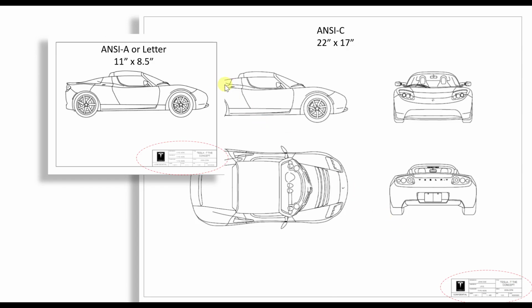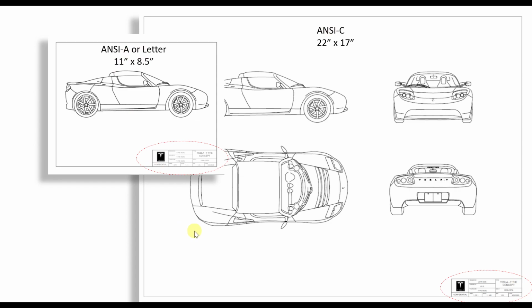Okay, so finally in this video you'll see that in the same drawing file, we're going to prepare a layout with a page size of ansi-a or letter, 11 inch by 8.5 inch. Also on the same drawing on a different layout we're going to have a different page size, ansi-c. The length is 22 inch and the height is 17 inch. Since we're going to be using the same drawing template, they both are going to share the same title block and of course the border.